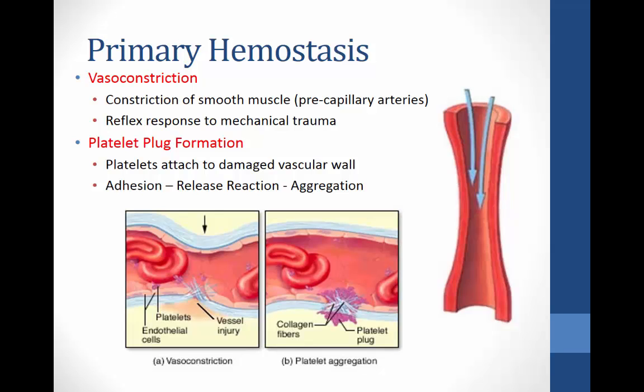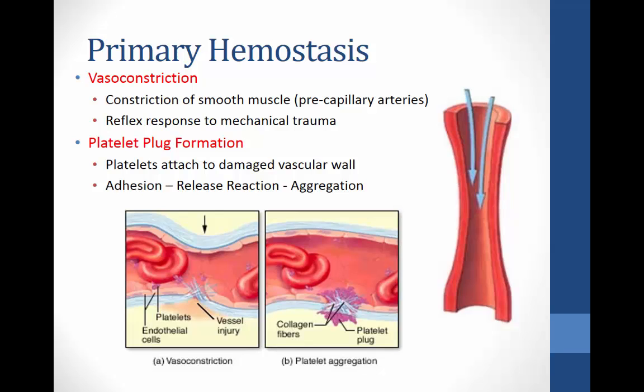During primary hemostasis, the first phase involves vasoconstriction. This is a constriction or narrowing of the smooth muscle or precapillary arteries. This is the body's attempt to splint and brace itself following injury. This is a reflexive response to the mechanical trauma of injury and is very short-lived.